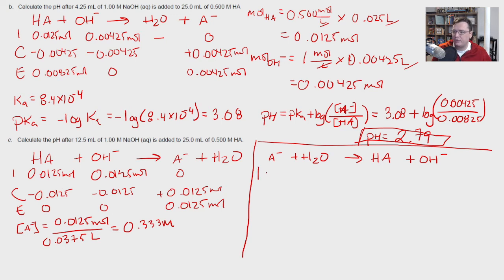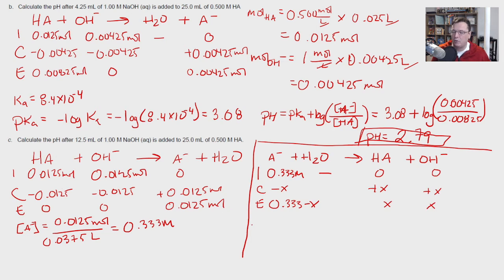So initially we're starting off with a concentration of 0.333 molarity of A minus. H2O, none of that matters, because it's the solvent, it's a liquid, it's not part of the equilibrium. HA, we consider that to start off at 0. OH minus, we consider that starting off to be at 0. So now the change is going to be minus X for the A minus, and plus X for HA and plus X for OH minus. And so then at the end, what we have is 0.333 minus X, and then X and X.